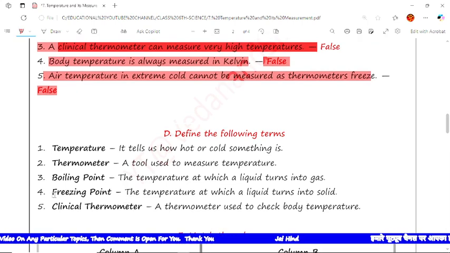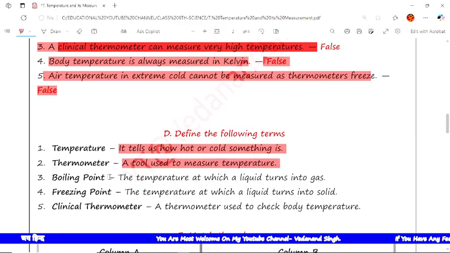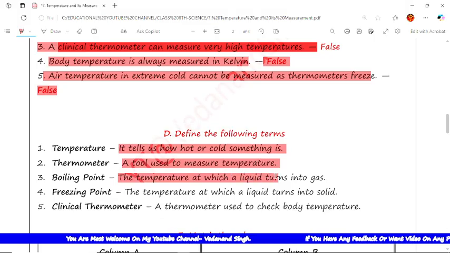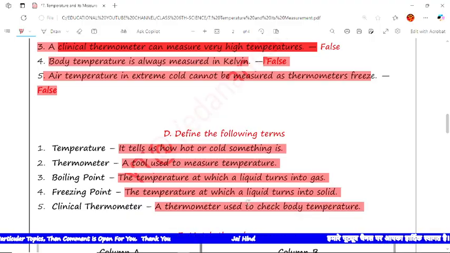So the next question is, define the following terms. Here some terms are given, and on the basis of the given term, we have to write the answer. The first term is temperature. What is temperature? It tells us how hot or cold something is. The next is thermometer. It is a tool used to measure temperature. Boiling point is the temperature at which liquid turns into gas. The temperature at which liquid turns into solid is the freezing point. Now the next is clinical thermometer, a thermometer used to check the body temperature.